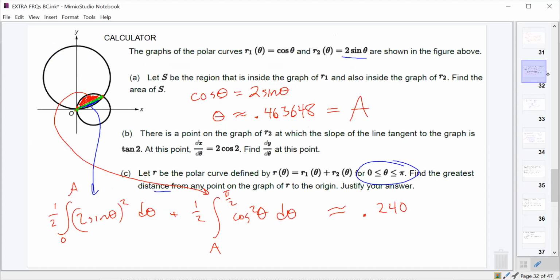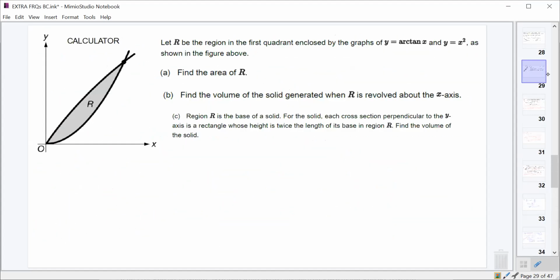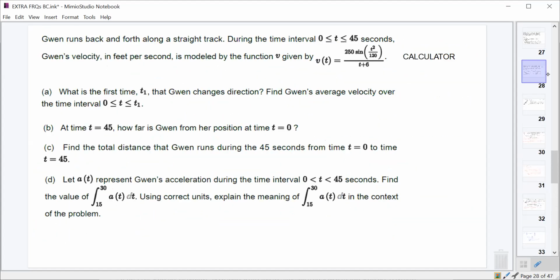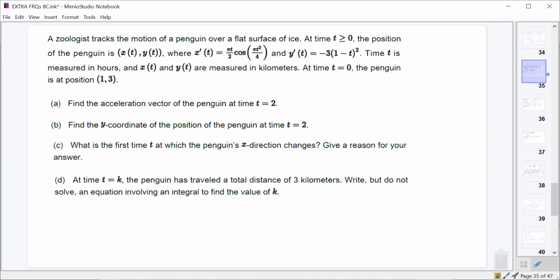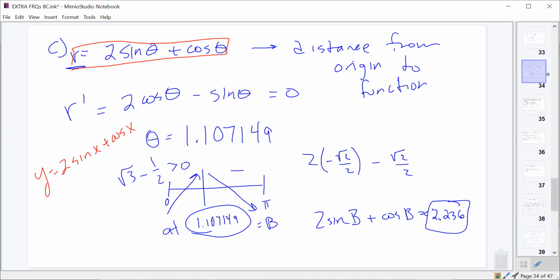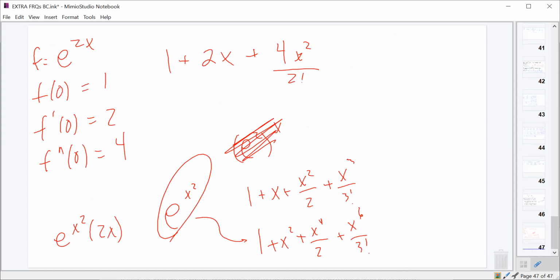Let's see here. That's not a polar area. I think that was the only polar area I had in these. So let me go back to the other. I can pull one real quick. I don't know if we did this one. I'm gonna put one in here real quick.